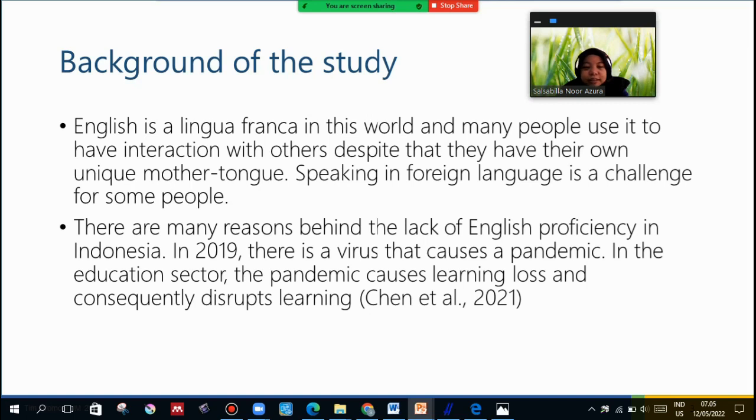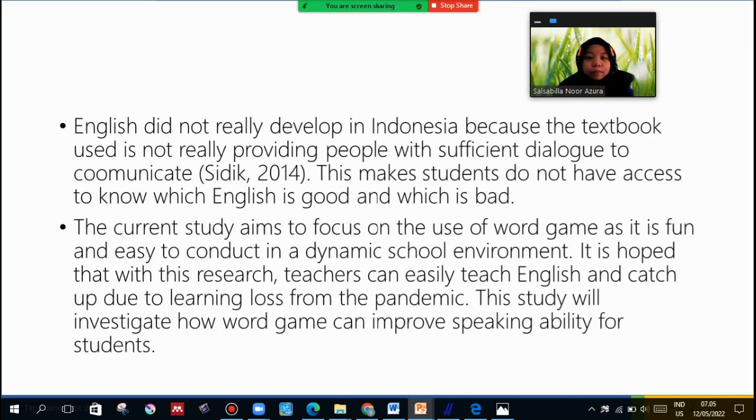In 2019, there is a virus that causes a pandemic. In the education sector, the pandemic causes learning loss and consequently disrupt learning. Chen, 2021. English did not really develop in Indonesia because the textbook used is not really providing people with sufficient dialogue to communicate. Sidik 2014. This makes students do not have access to know which English is good and which is bad.